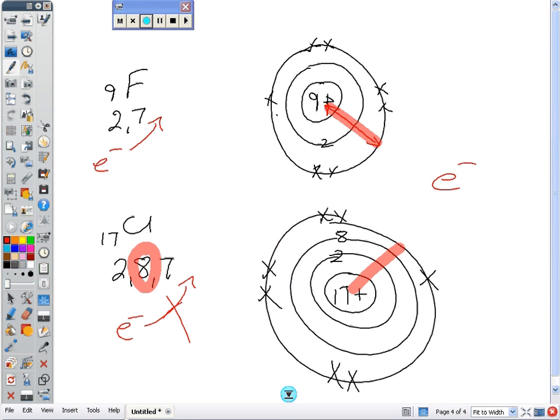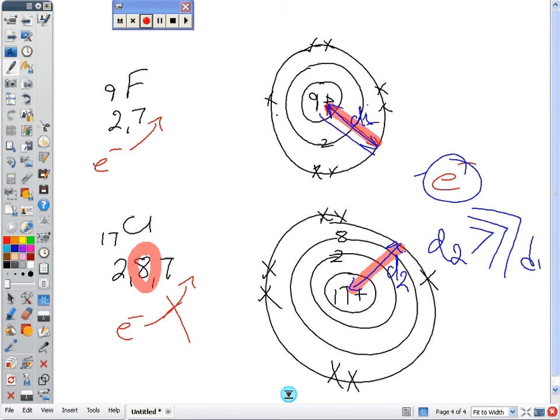This distance, which we'll call D1, and this one D2. D2 is much greater than D1, D1 being this distance here. And if that's D1, and this distance here is indeed smaller than D2, that means that this electron is going to be much closer to that nucleus, and therefore that nucleus has a stronger attraction on the electron than the nucleus of the chlorine, despite the fact that the nucleus of the chlorine is considerably more positive.